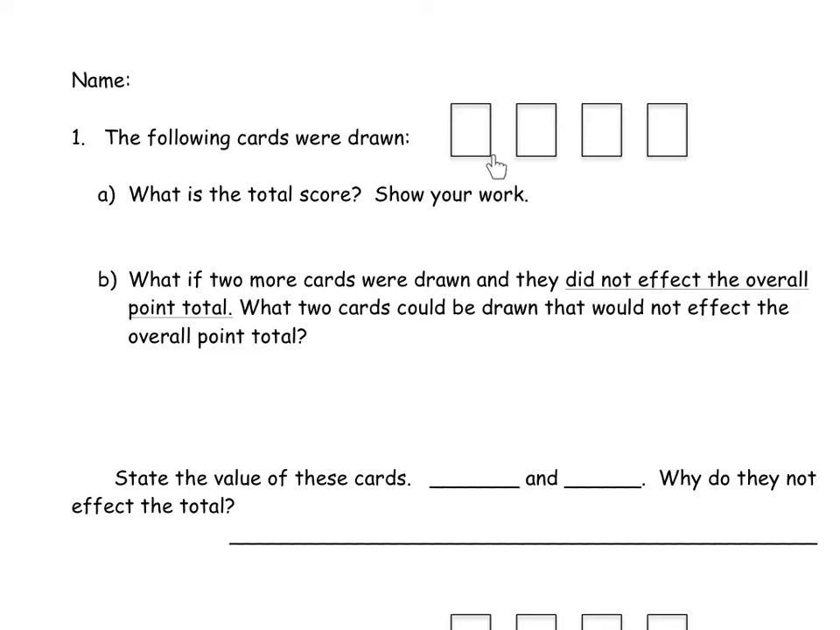So you can probably see that there's 4 spaces, 4 cards. And so now we're going to be working on adding multiple integers, and multiple means 2 or more. So if we look at this, it's asking us what the total score is, and the word total implies that we're going to be adding. So we're going to start off randomly by just deciding what cards we want to use.